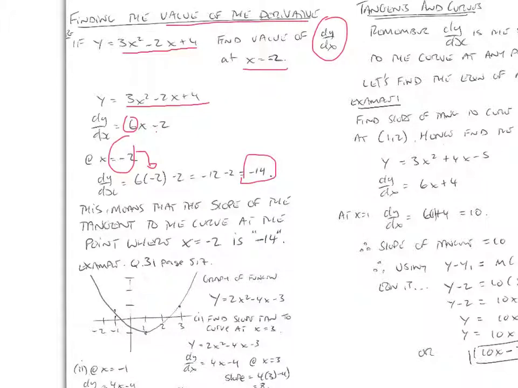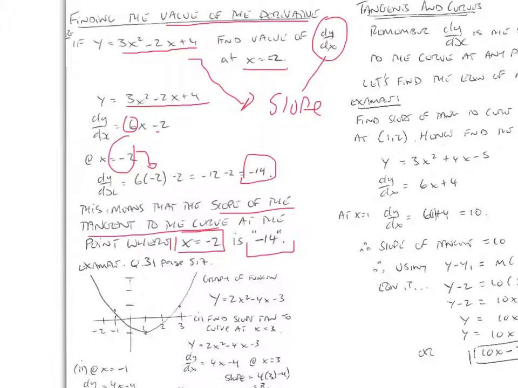This means that the slope of the tangent to the curve at the point where x equals minus 2 is minus 14. Because remember, dy/dx is the slope, okay? And when we're finding the slope of a quadratic expression like this, we're actually finding the slope of the tangent to the curve. Well, that's what we're arriving at: at the point on the curve where x equals minus 2, the slope is minus 14.